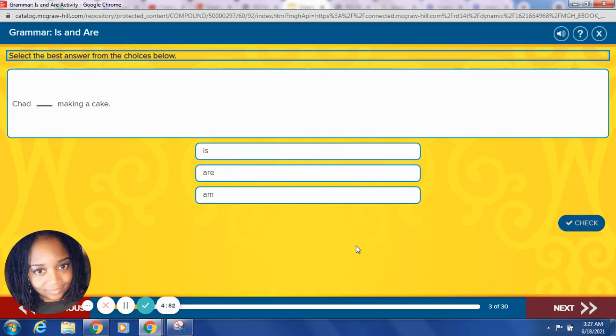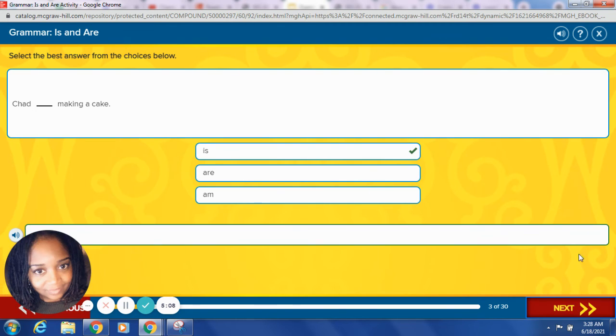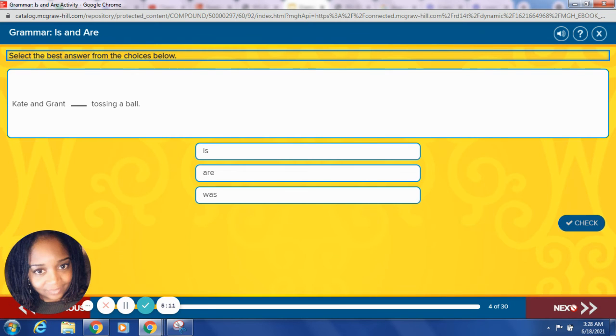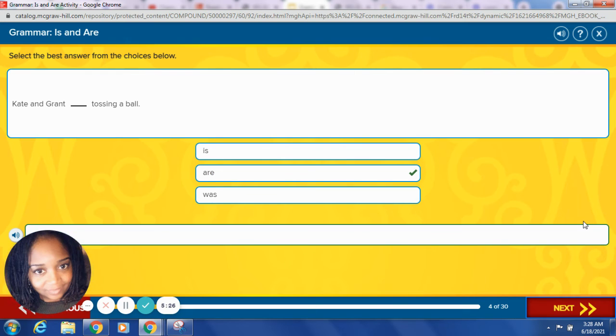Chad blank making a cake. Is it is, are, or am? Chad blank making a cake. Is Chad one or more than one? Fantastic. All right, we'll do one more. Kate and Grant blank tossing a ball. Is or are? Kate and Grant blank tossing a ball. Excellent work. Right, Kate and Grant, we're talking about more than one person.